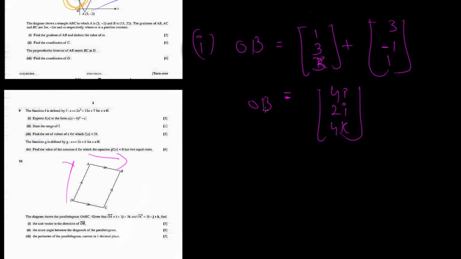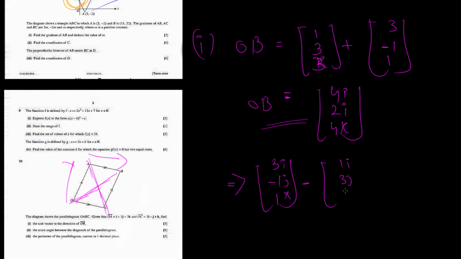The acute angle between the diagonals of the parallelogram. For this question, we have to find O to B and A to C. We know that we have found O to B. We need to find A to C. A to C is C minus A, so that is 3i plus 1j plus 1k, minus 1i, 3j, and 3k.